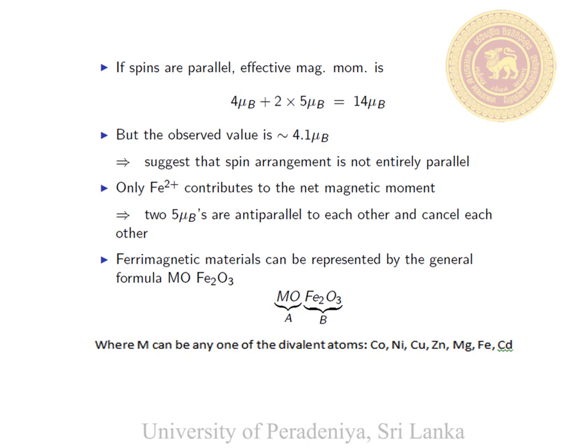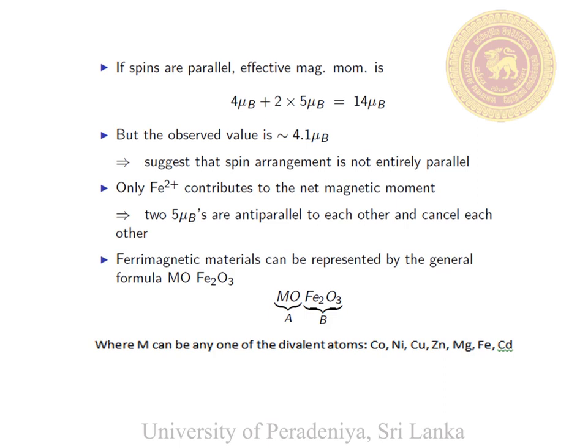The experimental value of the magnetic moment is 4.1 mu b. There's a difference between the theoretical value and the experimental value. This suggests that the spin arrangement is not exactly parallel or antiparallel. The 2 5 mu b's are antiparallel to each other and cancel each other. So only iron 2 plus contributes to the net magnetic moment.